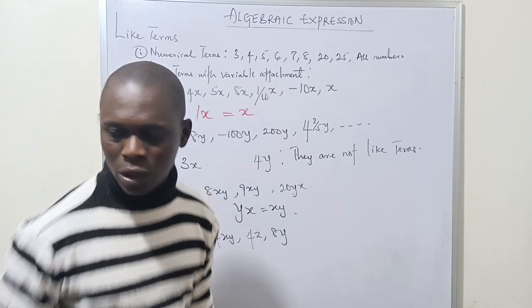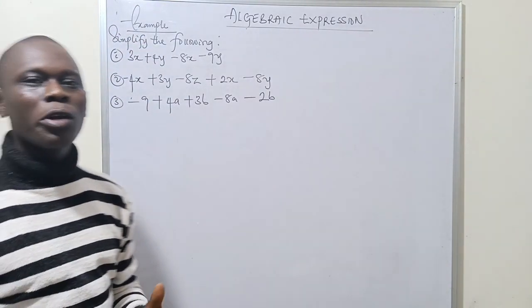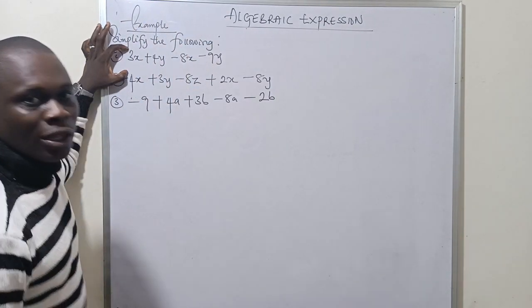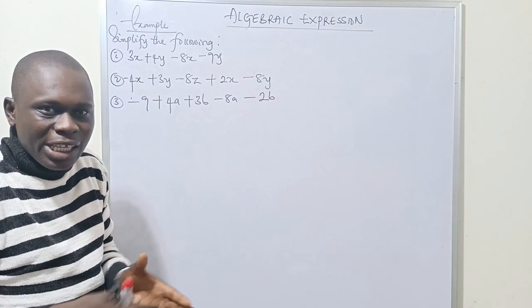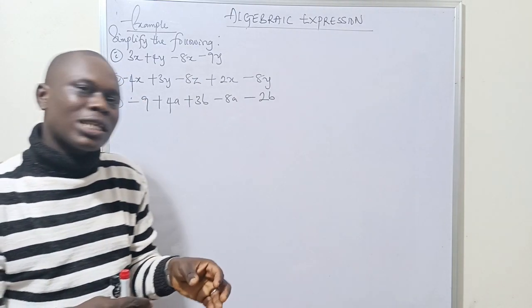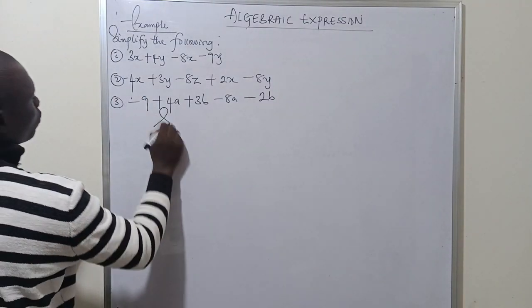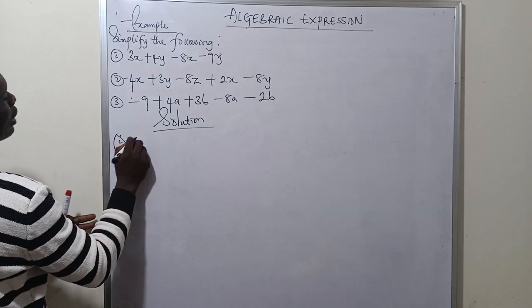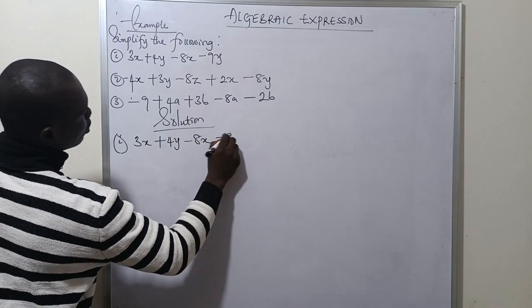So let's see some examples. Now, looking at this, we have to simplify the following. Simplifying the following simply means we have to reduce this complex expression. These expressions here are complex expressions, so we can reduce them by trying to add up or subtract the like terms here. For the first one, we're given 3x plus 4y minus 8x minus 9y.